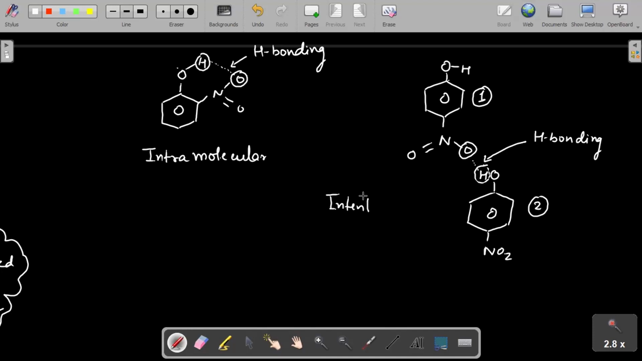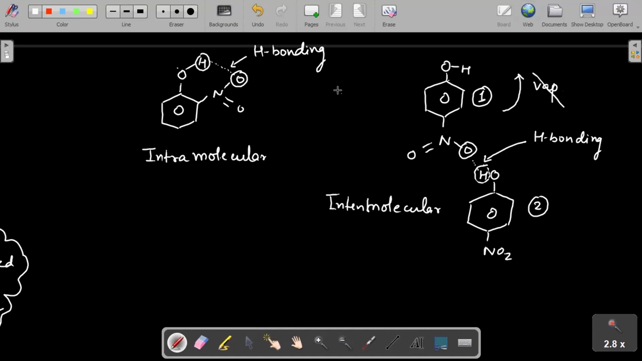Intermolecular. So what happens is the second molecule holds the first molecule and does not allow it to get converted into the vapor state easily. So definitely I have to give more energy, and that higher energy will increase its boiling point.